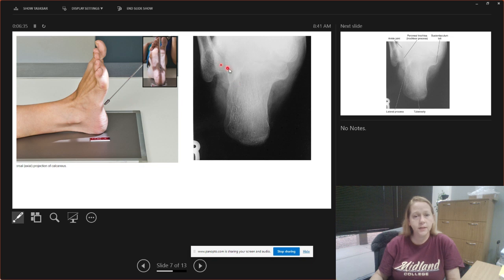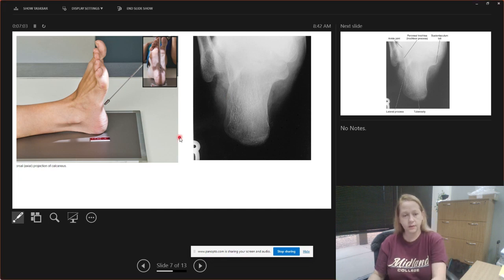And here's what we want to see. Right here is the base of the 5th metatarsal. So this is the lateral side of the foot. And over here is the cuboid bone. Now this is called the planto-dorsal projection because you are going through the plantar surface towards the dorsal surface. Okay, let me show you what we're going to look for on these projections.